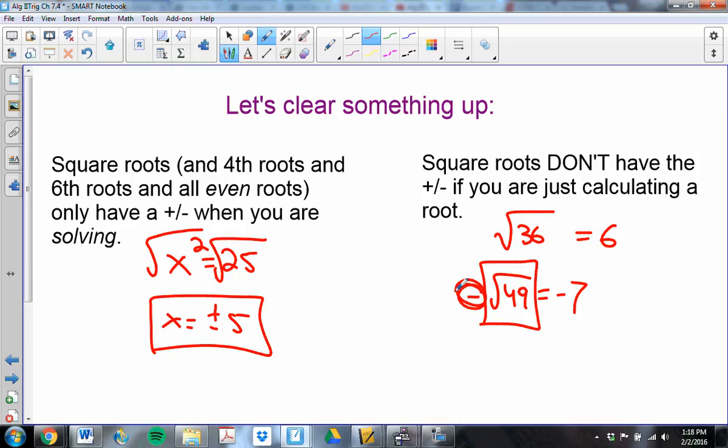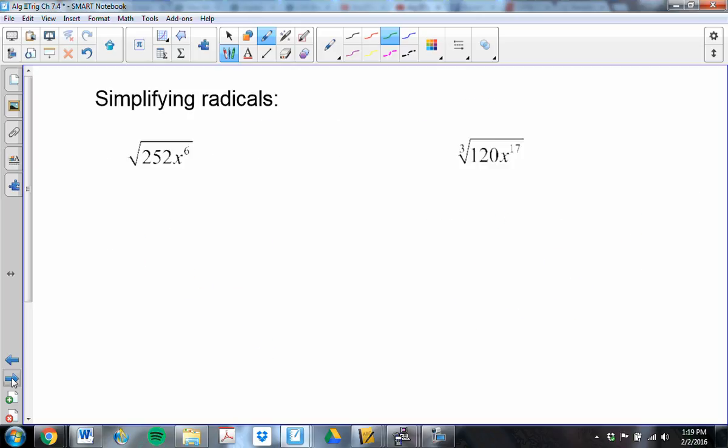Here I was solving. Solving means find every single thing that could possibly work. But here we're just calculating something. Find the positive square root of 36, and that's 6. Or find the negative square root of 49, and that's negative 7. So please don't confuse those things. If you're not solving, there's not 2 solutions.